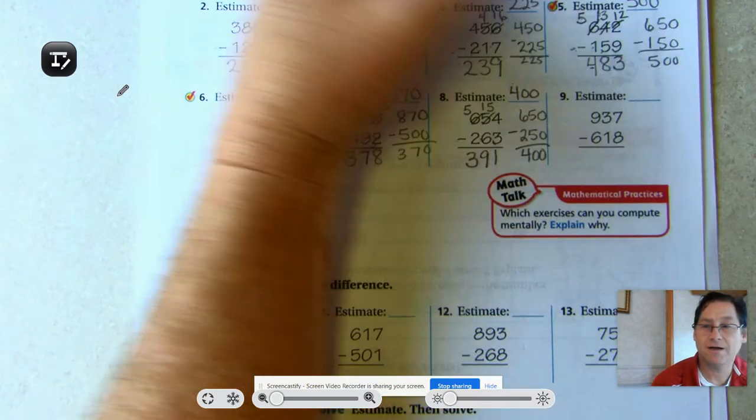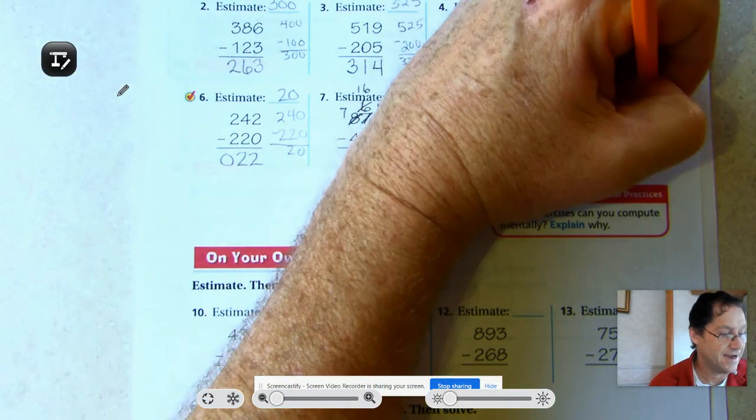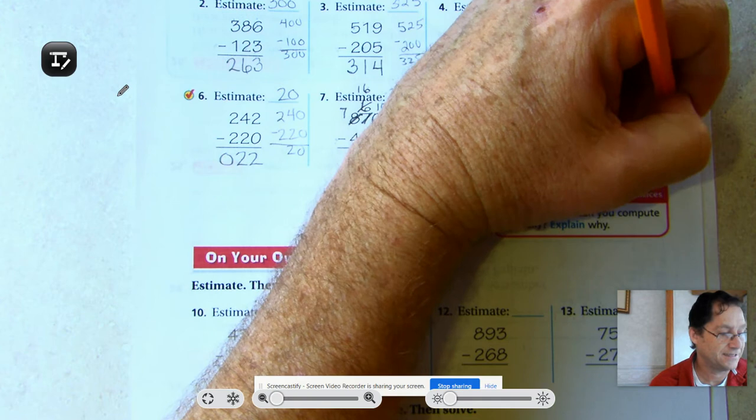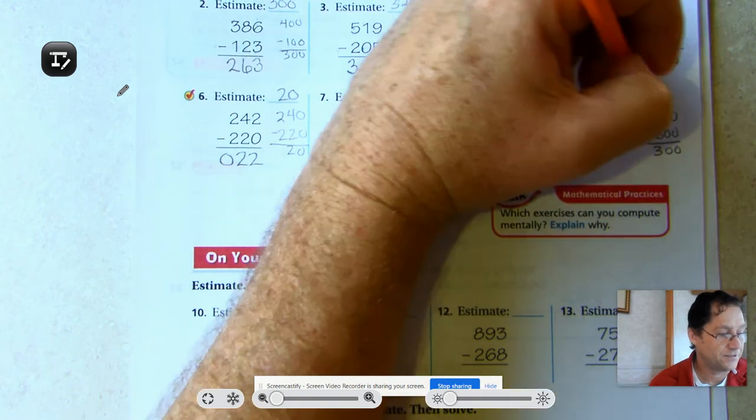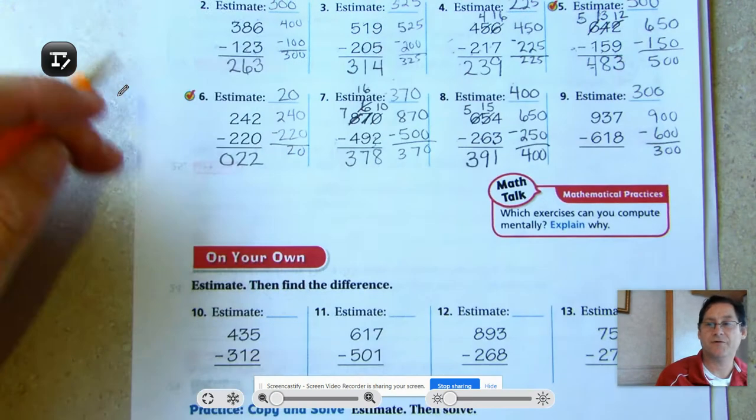In number 9, I'm going to round to the nearest 100. So I'll get 900, take away 600. So I should expect an answer somewhere in the neighborhood of 300.